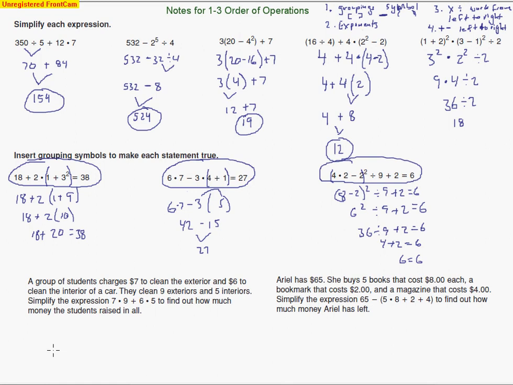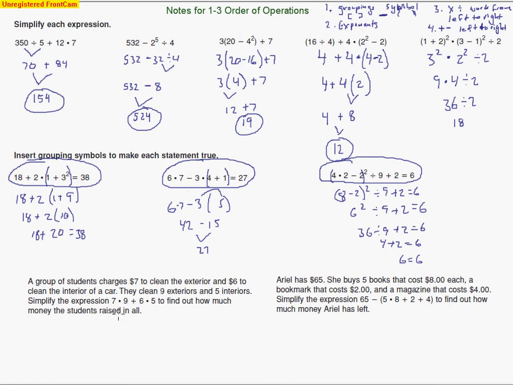Looking at the next one, it says a group of students charges $7 to clean the exterior and $6 to clean the interior of a car. They clean 9 exteriors, 5 interiors. Simplify the expression. So here's actually the expression that represents this problem. $7 times the number of exteriors they end up cleaning. So $7 is the price of the exteriors they clean. So 7 times 9 plus $6, the cost of cleaning an interior, times the number of interiors they cleaned, 5.